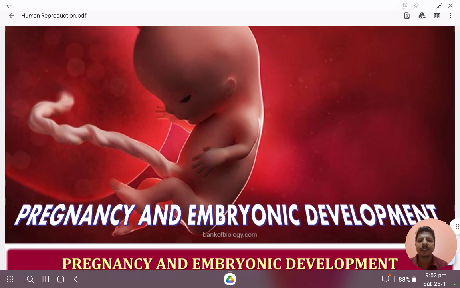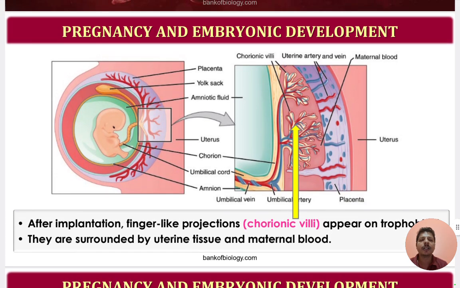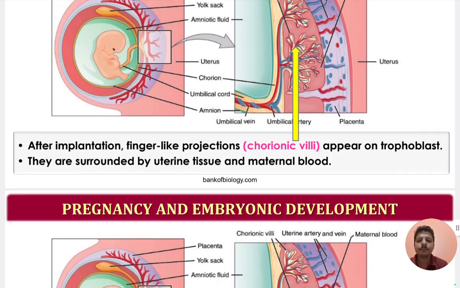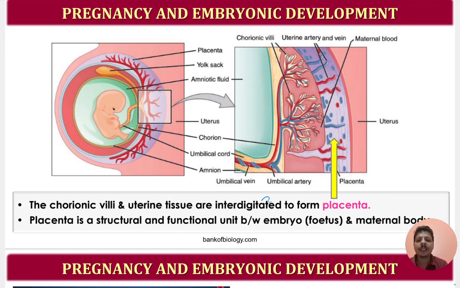Let's see the PDF what it says. Pregnancy and embryonic development. After implantation, finger-like projections or chorionic villi appear on the trophoblast. As you can see, after implantation, finger-like projections like this, called chorionic villi, appear on the trophoblast. They are surrounded by uterine tissue and maternal blood. Again, the chorionic villi and uterine tissue interdigitate to form placenta. Okay.